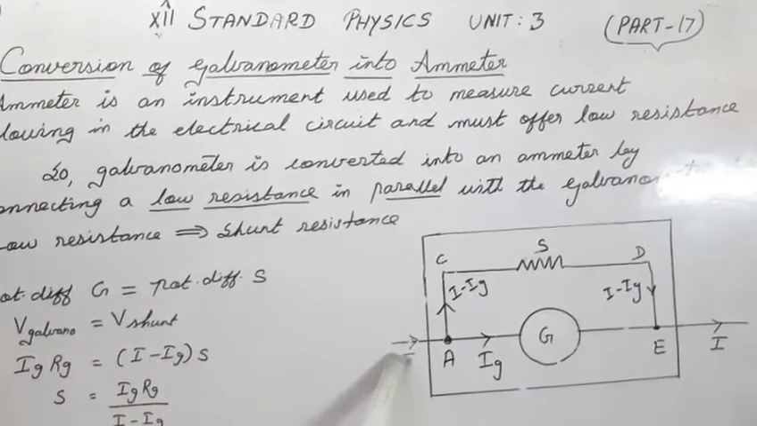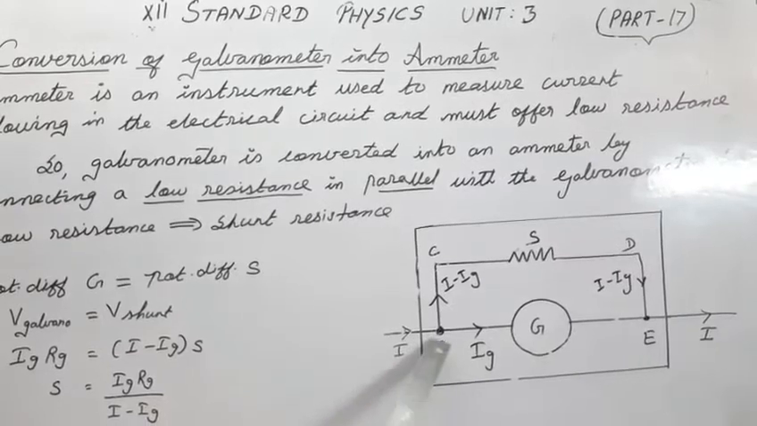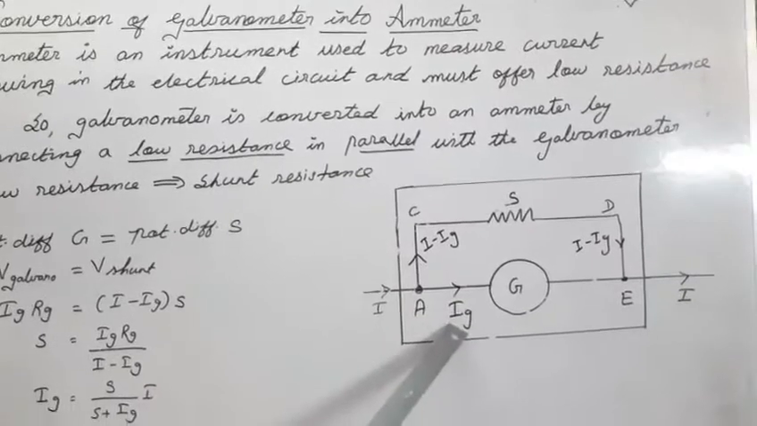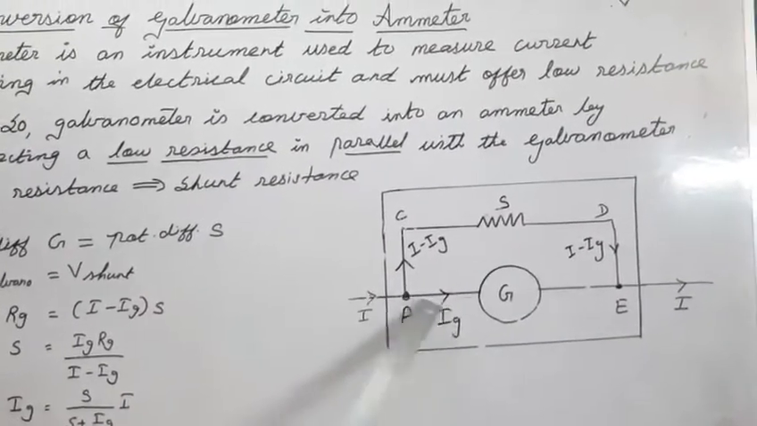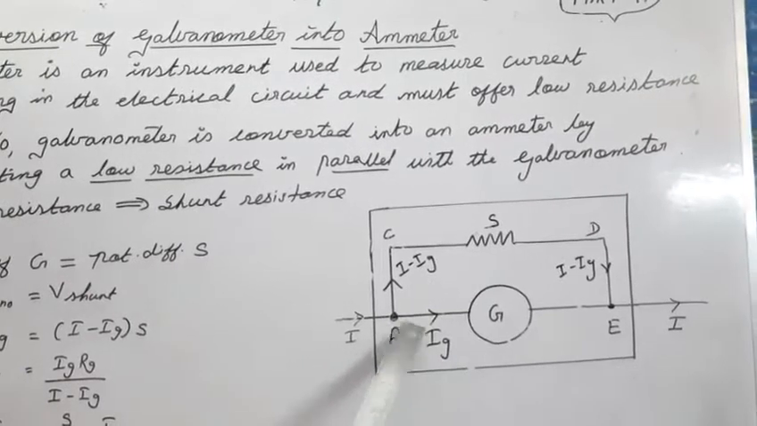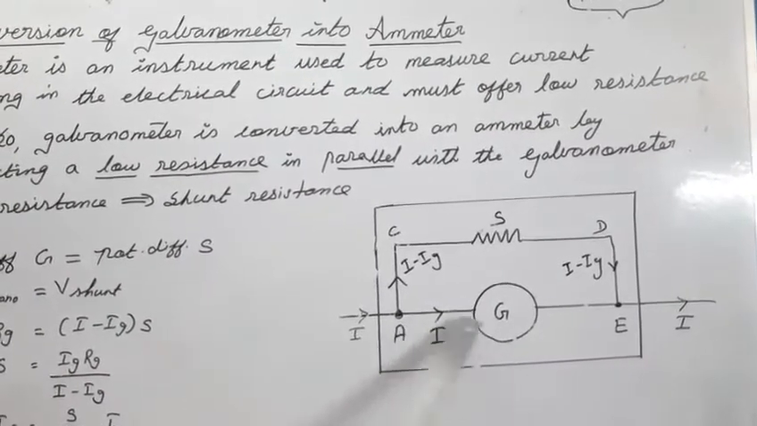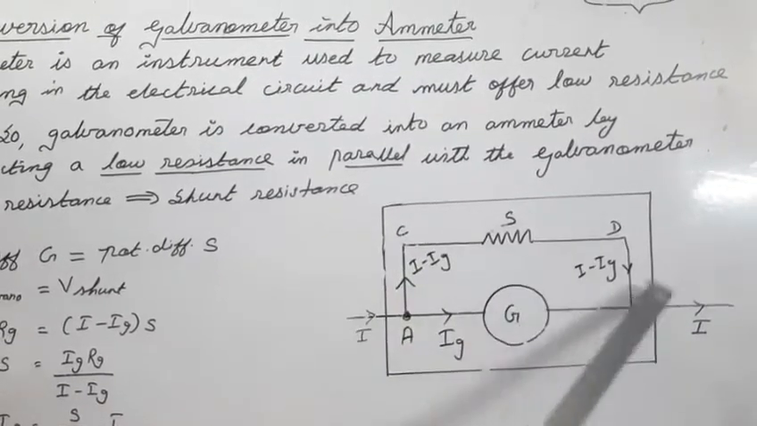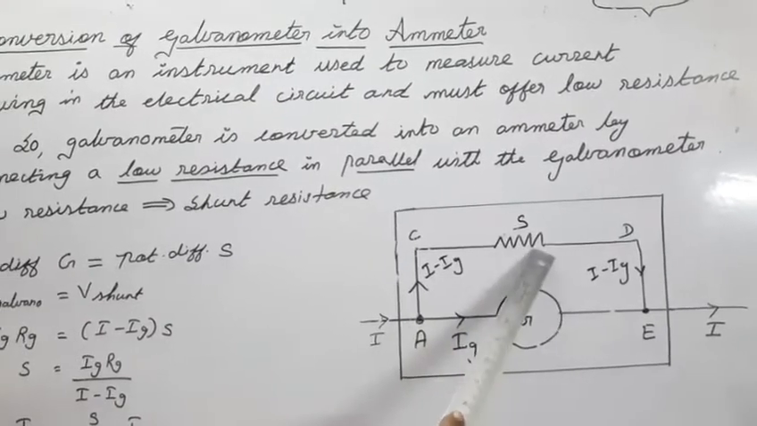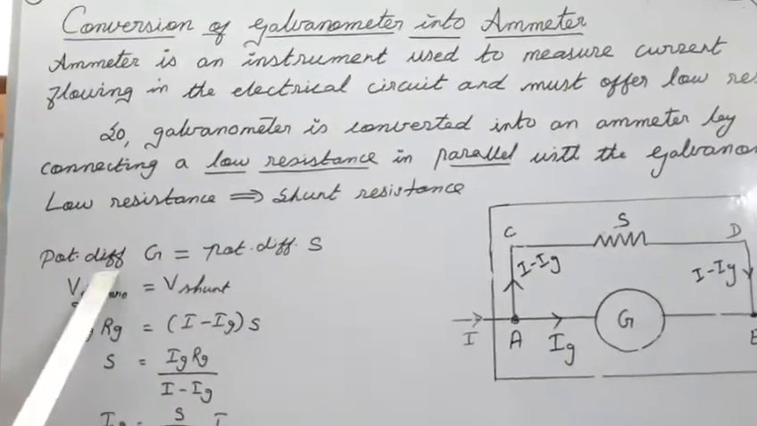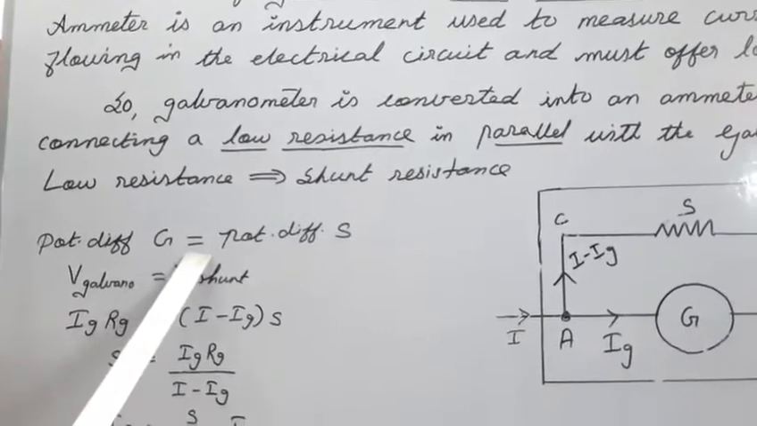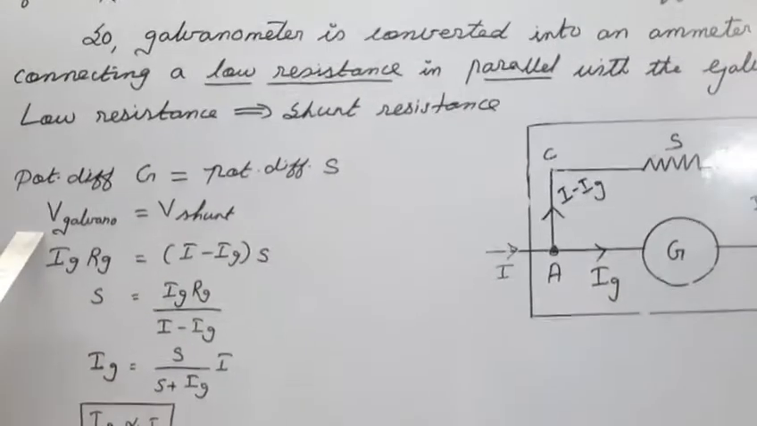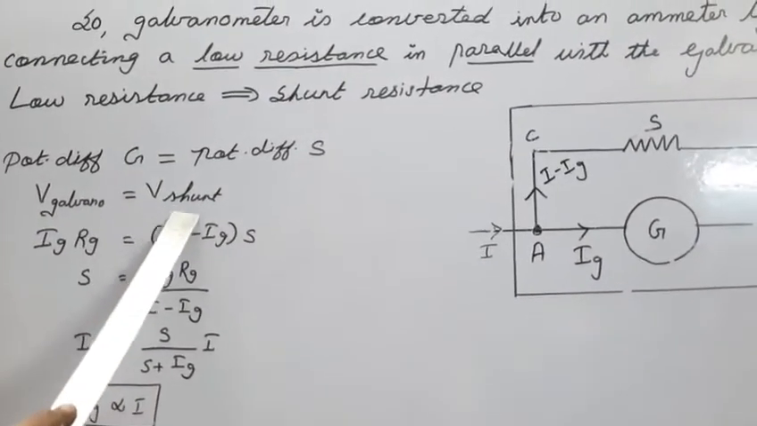Let I be the current passing through the circuit, and this I reaches the point A. It divides into two components. Let Ig be the current passing through the galvanometer resistance Rg through the path AGE, and the remaining current I minus Ig passes along the path ACDE through shunt resistance S. Therefore, the potential difference across the galvanometer is the same as the potential difference across the shunt resistance. Therefore, V galvanometer equals V shunt.